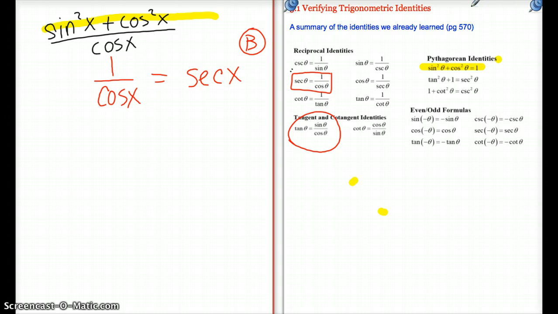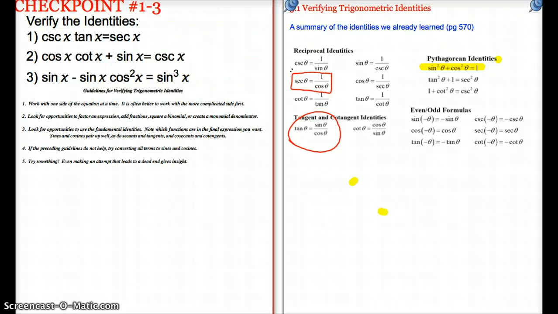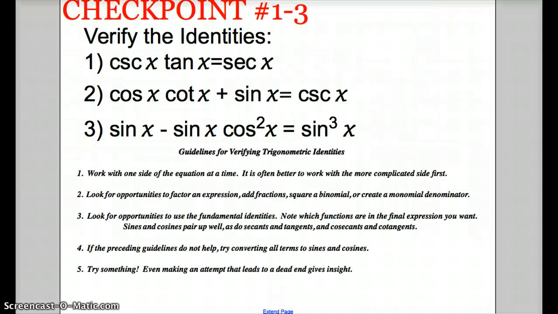At this time, I'd like you to try checkpoint exercises number 1, 2, and 3 that you will see here. I want you to remember these helpful guidelines in solving trigonometric identities: try to convert everything to sine and cosine, use common fractions, common denominators, and start with the more complicated side. Bring your questions into class later and we will answer them there.